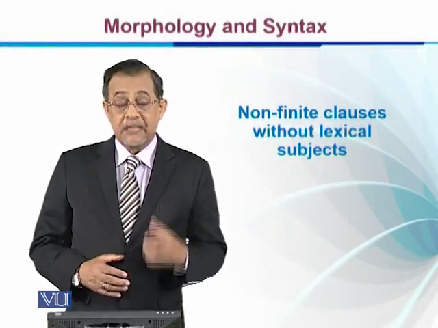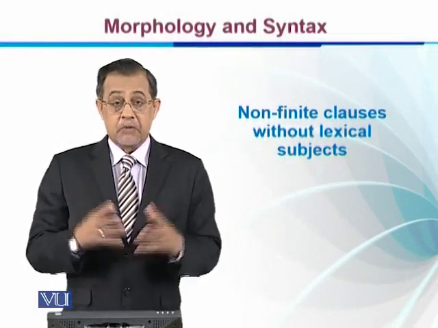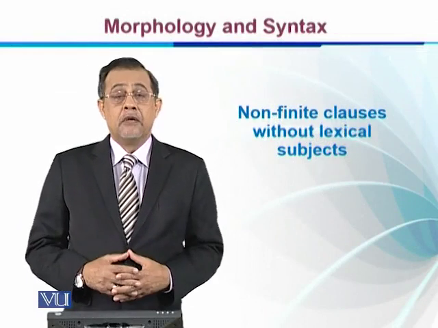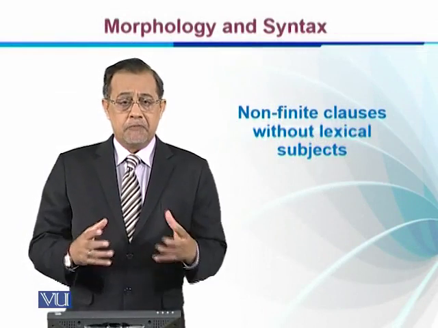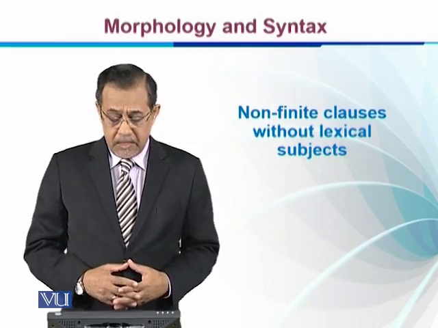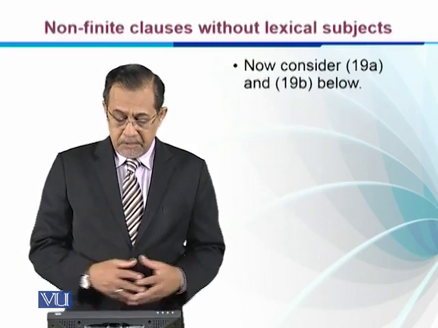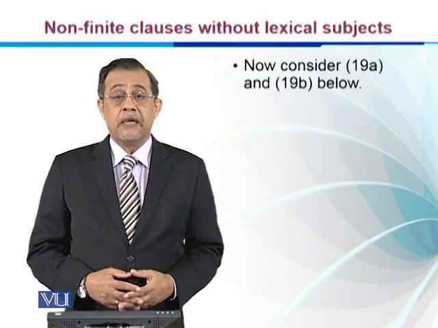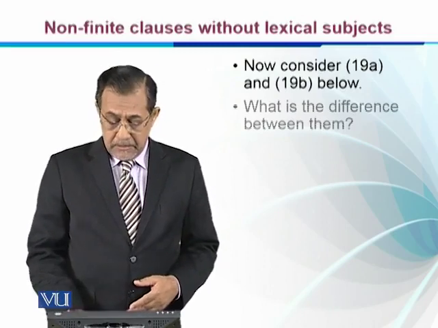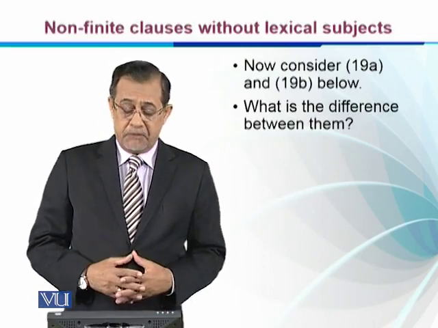Non-finite clauses without lexical subject. So we have certain subordinate non-finite clauses in which there is no overt or lexical subject. For example, if we consider 19a and 19b, what is the difference between these two?